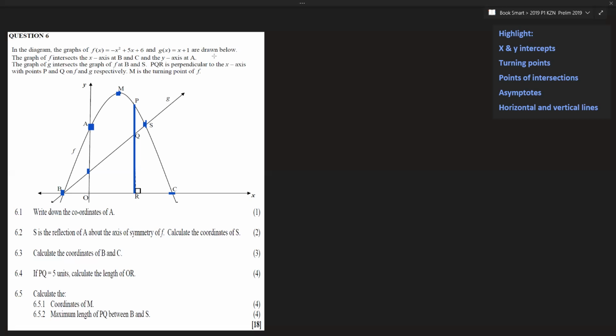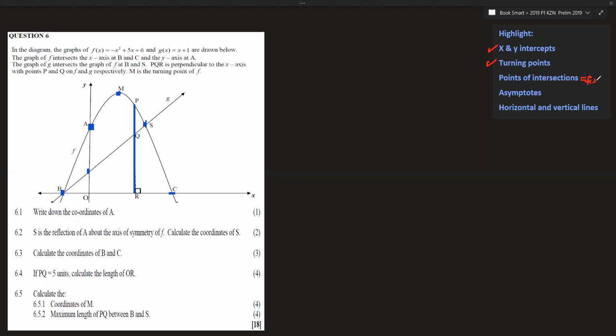Let's get straight to it. The first thing I want you to do before you do the function is to highlight these points here. You see B and C are the x-intercepts of the parabola. So I highlighted them. You're always going to highlight the important points. And then the turning point M, I highlighted, and then the point of intersection, this is where the graphs are equal.